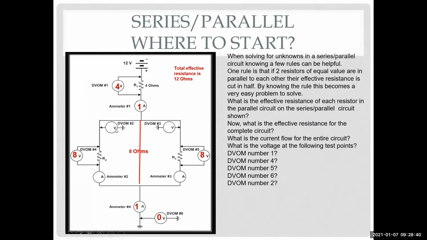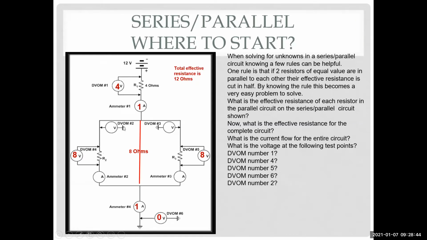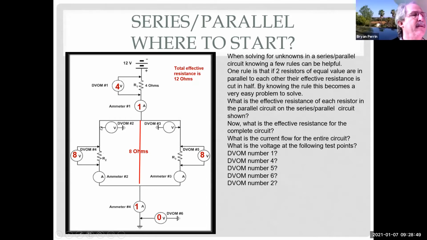Well, it's between ground and that point, right? What's the difference between ground and this point? Oh, it's 8. Has to be 8 volts because I have 8 volts between this resistor and this resistor. That way I have the 8 volts to use going across those resistors. 8 times 1. So DVM3 would also read 8.